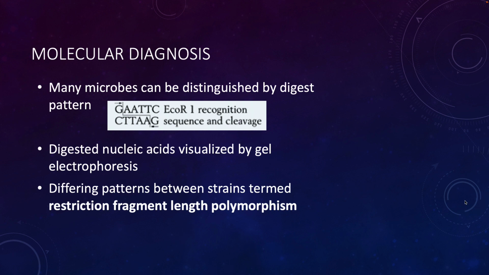Once you have amplified DNA or a section of DNA, a really common tool that sounds a little bit old school, but actually works pretty well, is to use restriction enzymes to digest that amplified DNA. And many microorganisms can actually be distinguished by the pattern generated when their DNA is digested with particular restriction enzymes. You then run that digest out on an agarose gel, and you can visualize the different patterns. And we call this type of assay a restriction fragment length polymorphism, or a RFLP.